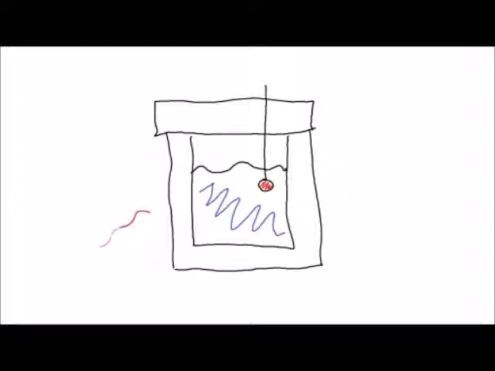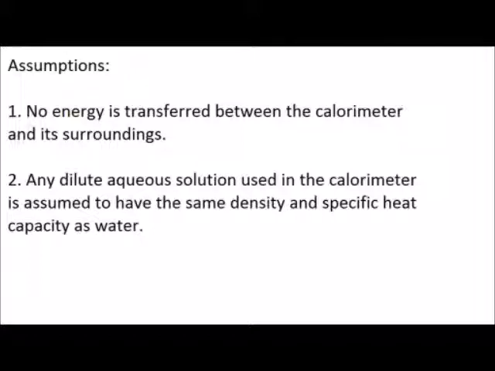In the real world, this is not possible as the calorimeter is not a perfect insulator, and energy is lost to the surroundings. In order to make calorimetric calculations, we must make a few assumptions. Number 1. No energy is transferred between the calorimeter and its surroundings. Even though we know this isn't true, this assumption is necessary to simplify calculations and provide experimental data.